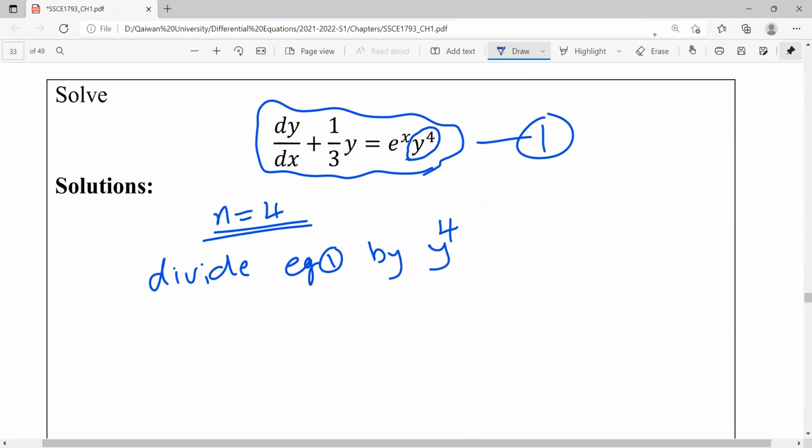If we divide both sides of the equation by y to the power 4, what do we get? We get y to the power minus 4 dy by dx plus 1/3 y times y to the power minus 4.